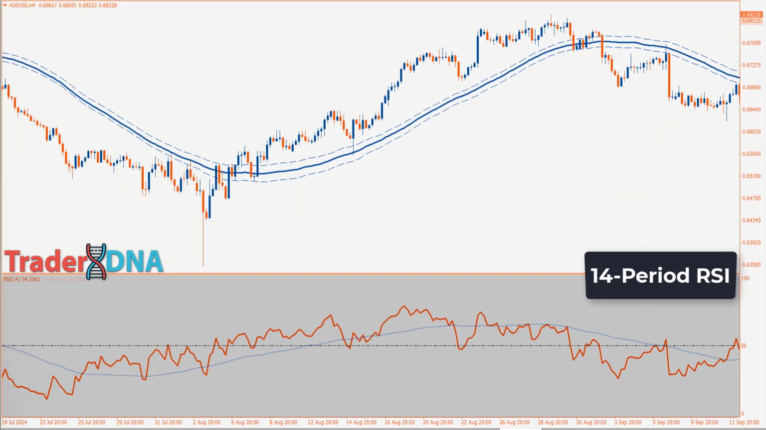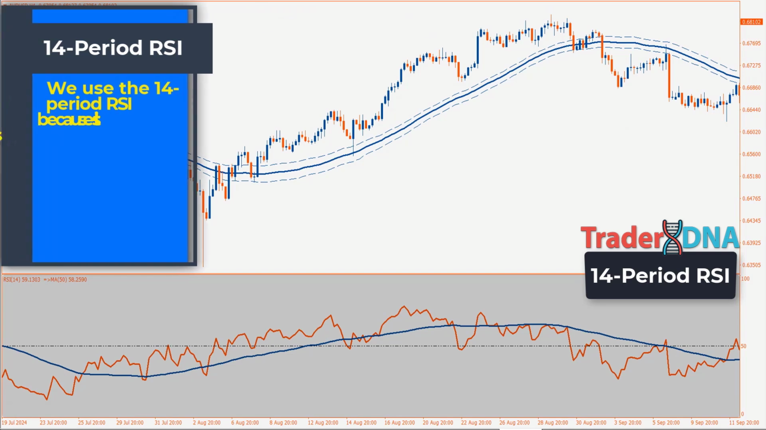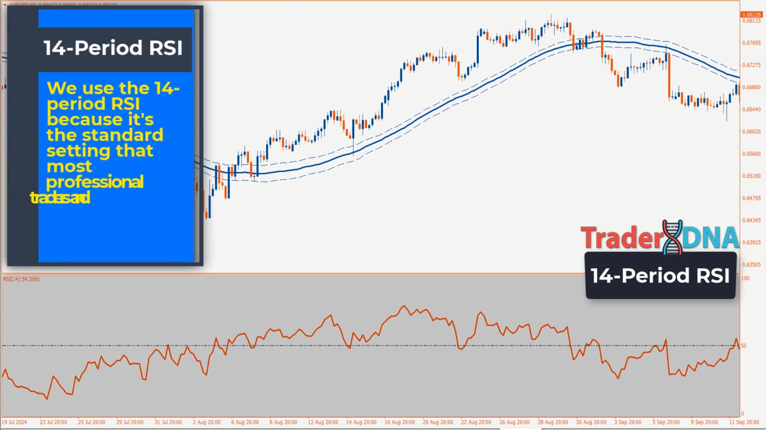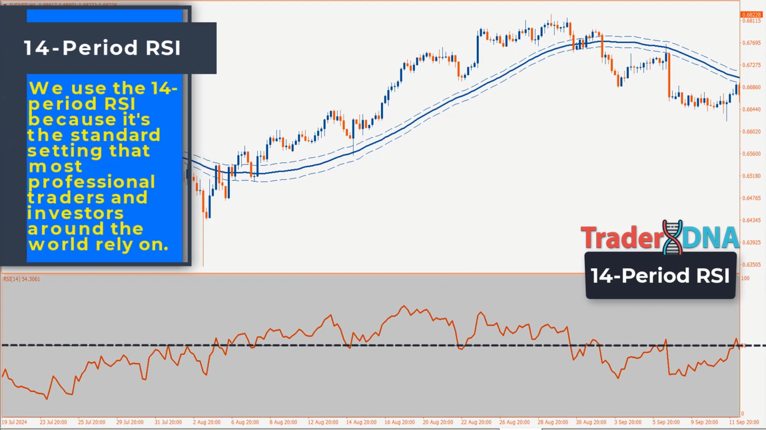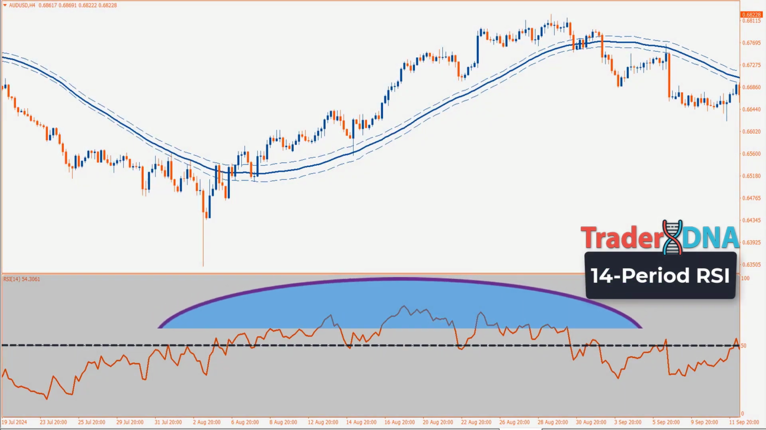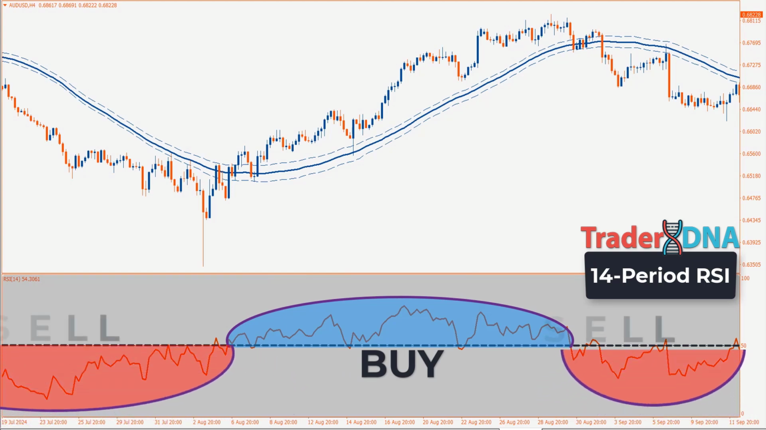14 period RSI. This is the basic setup of the simple moving average and RSI in our chart. We use the 14 period RSI because it's the standard setting that most professional traders and investors around the world rely on. So, there's no need to change it. As I mentioned earlier, we just need to focus on the position of the RSI line in relation to the 50 level and the moving average line. If the RSI line is above 50, we should look for buy signals. On the other hand, if the RSI line is below 50, we focus on sell signals.